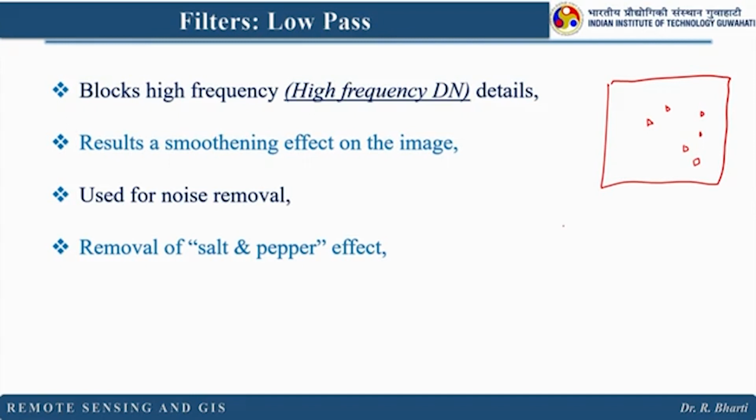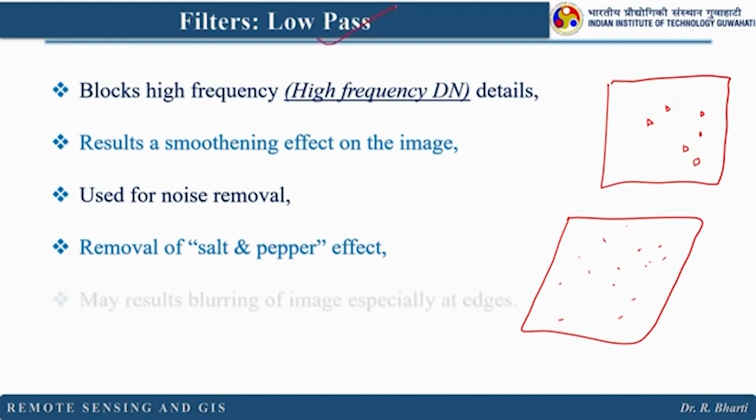Some of the time in your image you may find a few pixels with bad values, something like putting salt and pepper on a white paper. Those effects will be removed when you run the low pass filter, but it may result in blurring of the image, especially at edges. This is the limitation of this low pass filter.